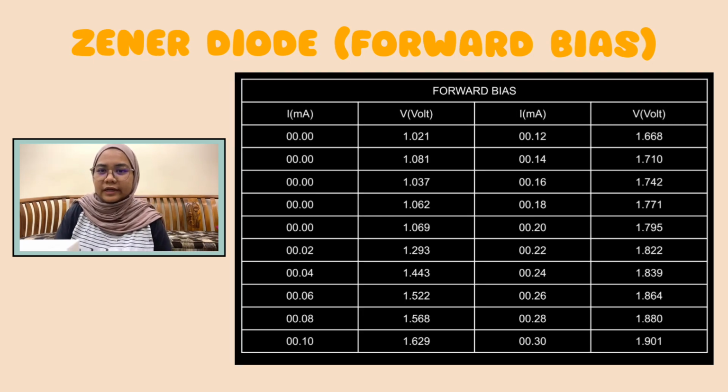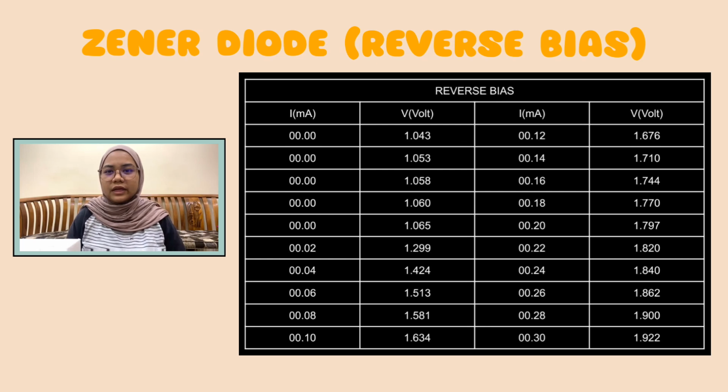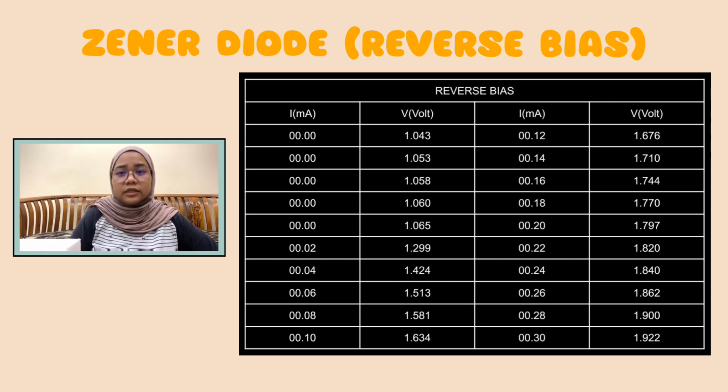Next is Zener diode forward bias. As we can see from the table, when the current is at 0 value, the voltage value is 1.021 volt. And the more the current value increases, the more the voltage value increases too. And the last one is Zener diode reverse bias. As we can see from the table, when the current is at 0 value, the voltage value is 1.043 volt. And same as before, when the current increases, the voltage also increases.